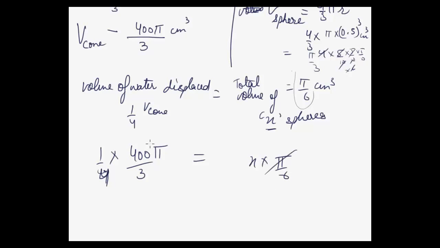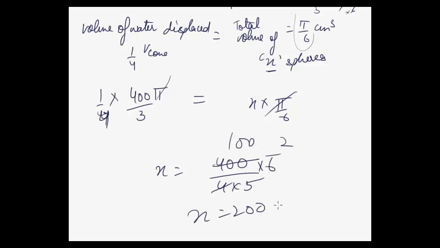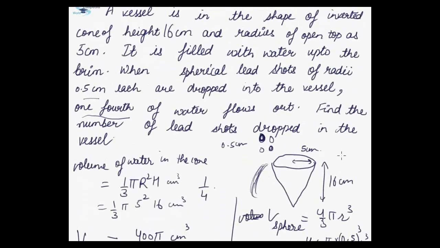Now this pi will cancel this pi and the value of x will be 400 by 4 into 3 into 6. That is, x is 200 spheres or 200 lead shots. So the required number is 200.